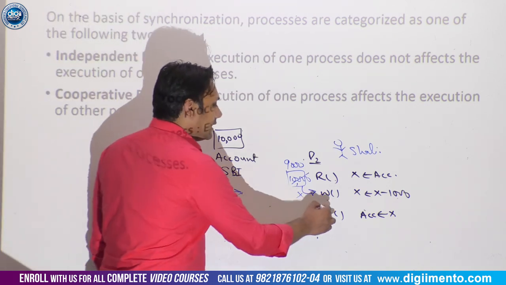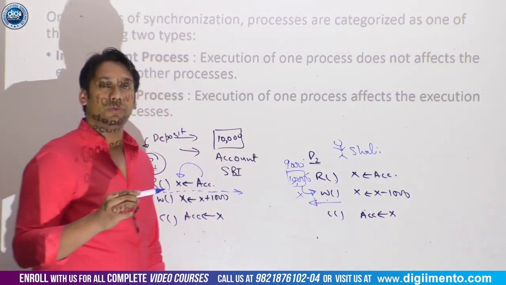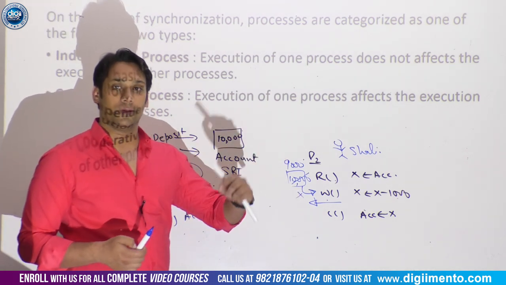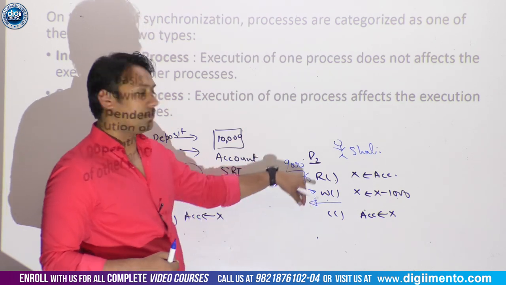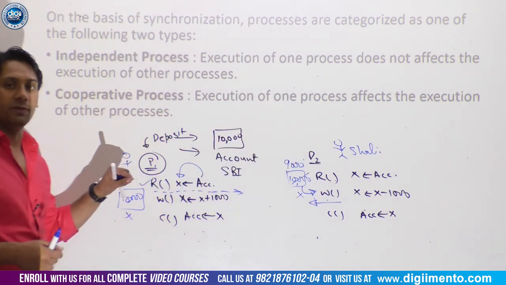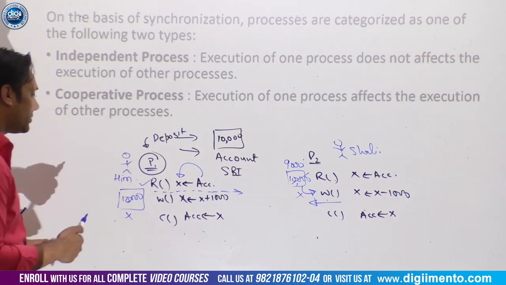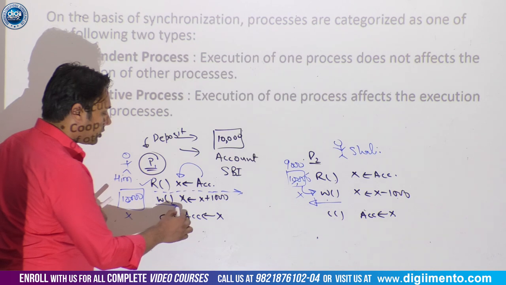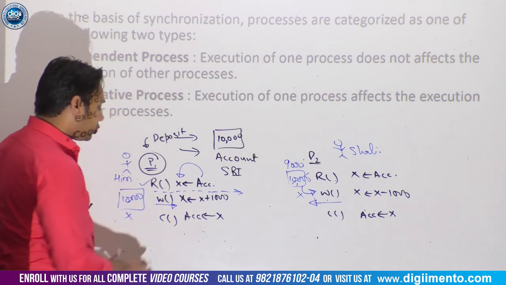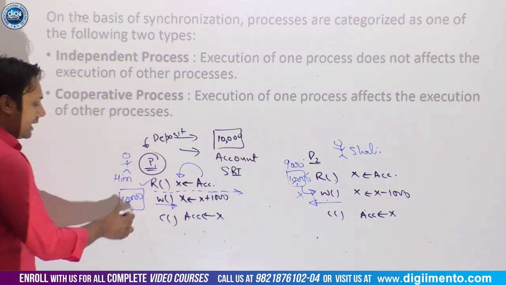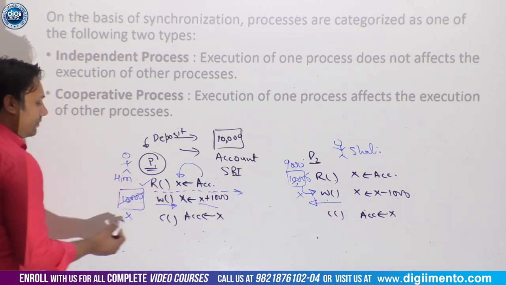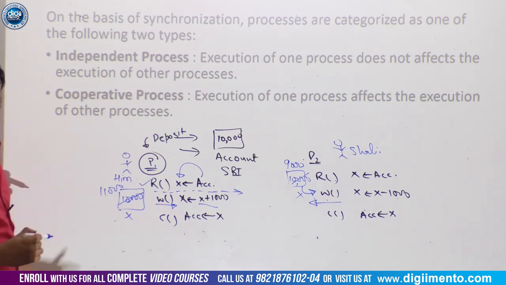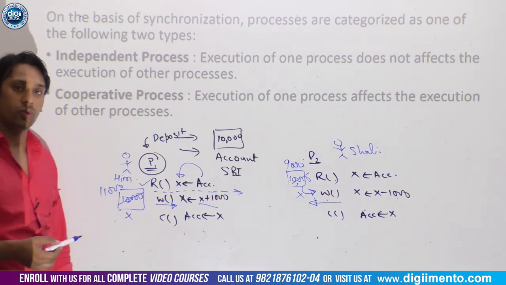Now what if there's a preemption here? The CPU scheduling algorithm gave the CPU to another process. The CPU scheduling algorithm has now allocated the CPU again to process P1 instead of P2. In that case, P1 is also going to execute this write statement. P1 said that in my variable X, I'm going to add 1000. That means this variable X will now be storing 11,000.